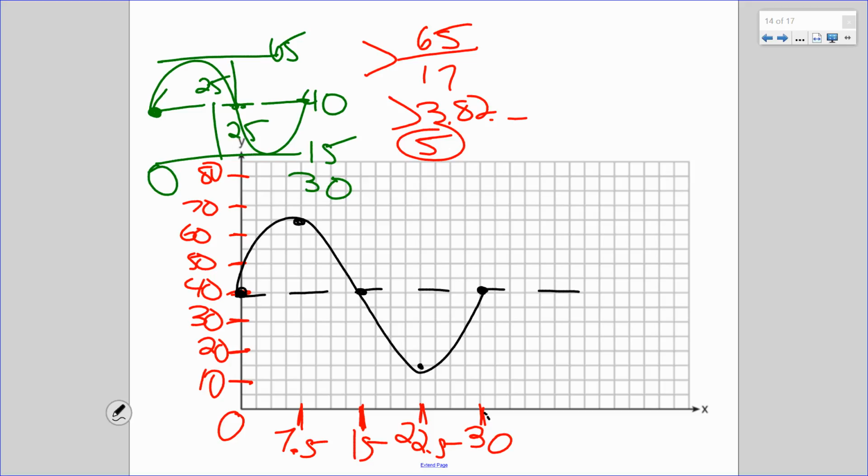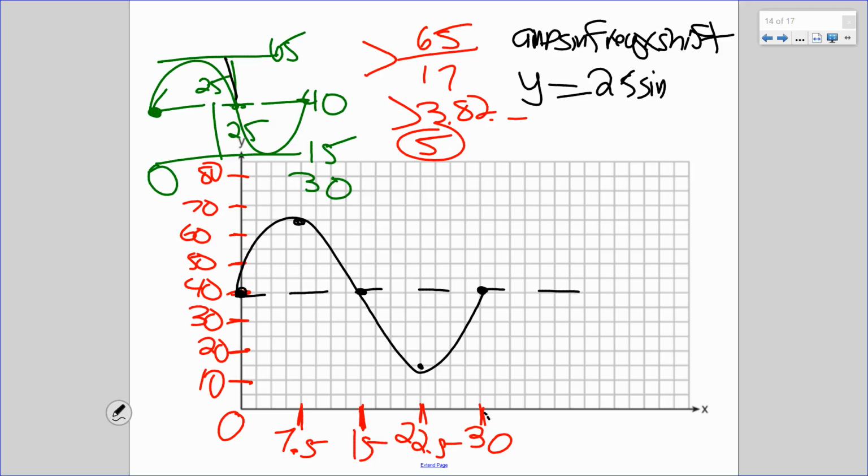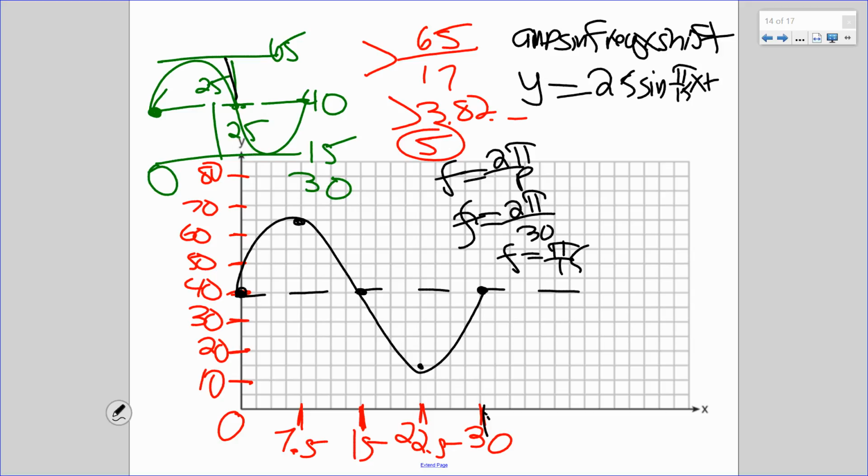If I want to write the equation of this thing: amp, sine, freq, x shift. Does it tell me to use any specific variables? No. I don't even know if it asked me to write an equation. I'm going to write one anyway. Y equals, the amp is 25. It's sine. The freq is, oh, we didn't find the freq yet. So let's find the freq. The frequency is 2 pi over the period. The period is 30. So if I reduce that, I get pi over 15. X plus the shift is.